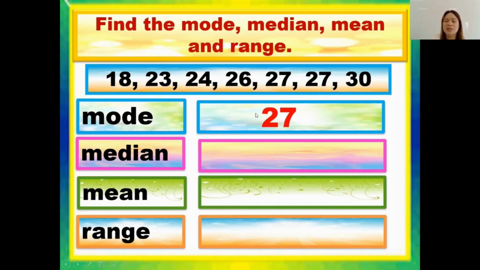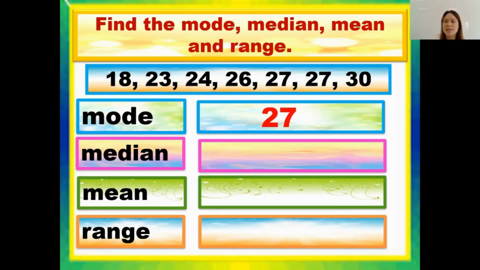Is it possible for us to have more than one mode? Yes. We can have two modes if, for example, there are two 27s and there are also two 26s, then you have two modes, that is 26 and 27, as an example only. So it is possible for you to have no mode. It's possible for you to have one mode. It's possible for you to have two modes, or it can be more. It depends, of course.